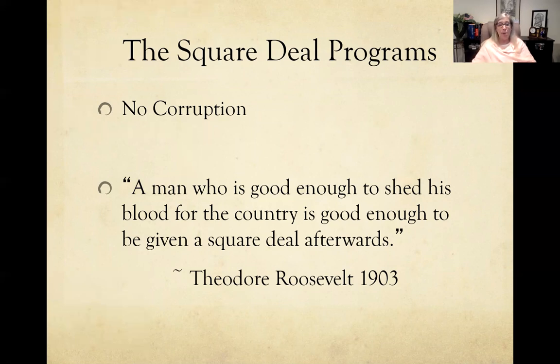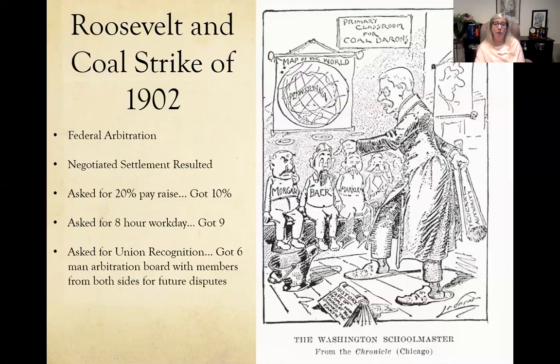So look at what he's saying. "A man who is good enough to shed his blood for the country is good enough to be given a square deal afterwards." So that would be the soldiers from the Spanish-American War, these lower class people who have been serving in the military. He says they all deserve to be treated fairly by the government.